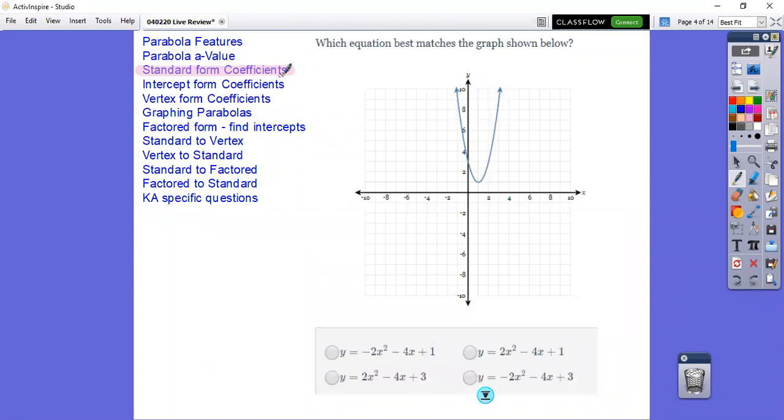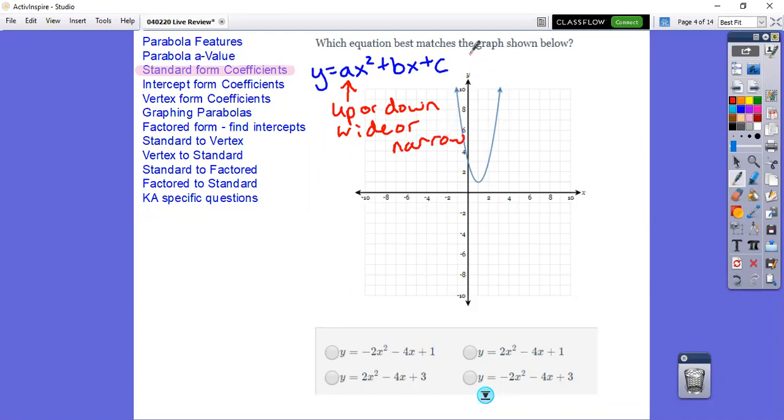Standard form coefficients. Okay, so what this says is, what equation best matches the graph below? And the question really for this one is, what are we getting out of standard form coefficients? So standard form is y equals what we just saw, ax squared plus bx plus c. And what does this form give us? Well, the a value gives you the up or down and everything that we just talked about, so wide or narrow. And the c value gives you the y-intercept. Okay, so those are the things that you need to know off of standard form. And if I'm going to highlight something, it's going to be this right here, because that'll apply to every question.